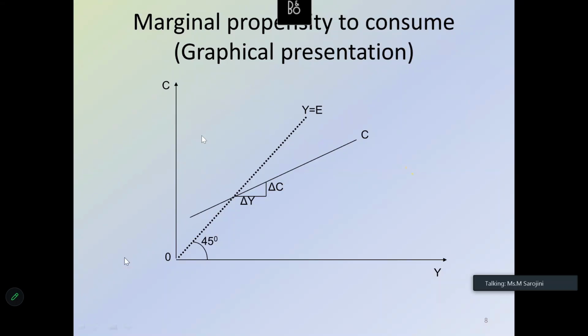And this is the graphical presentation of the marginal propensity to consume. Once we join this, this indicates the A, or the autonomous consumption. Autonomous consumption means there is no income, but some consumption is there. And this is the consumption function. This is the change of delta Y, and this is delta C. Once we divide delta C by delta Y, we get the marginal propensity to consume. All right.